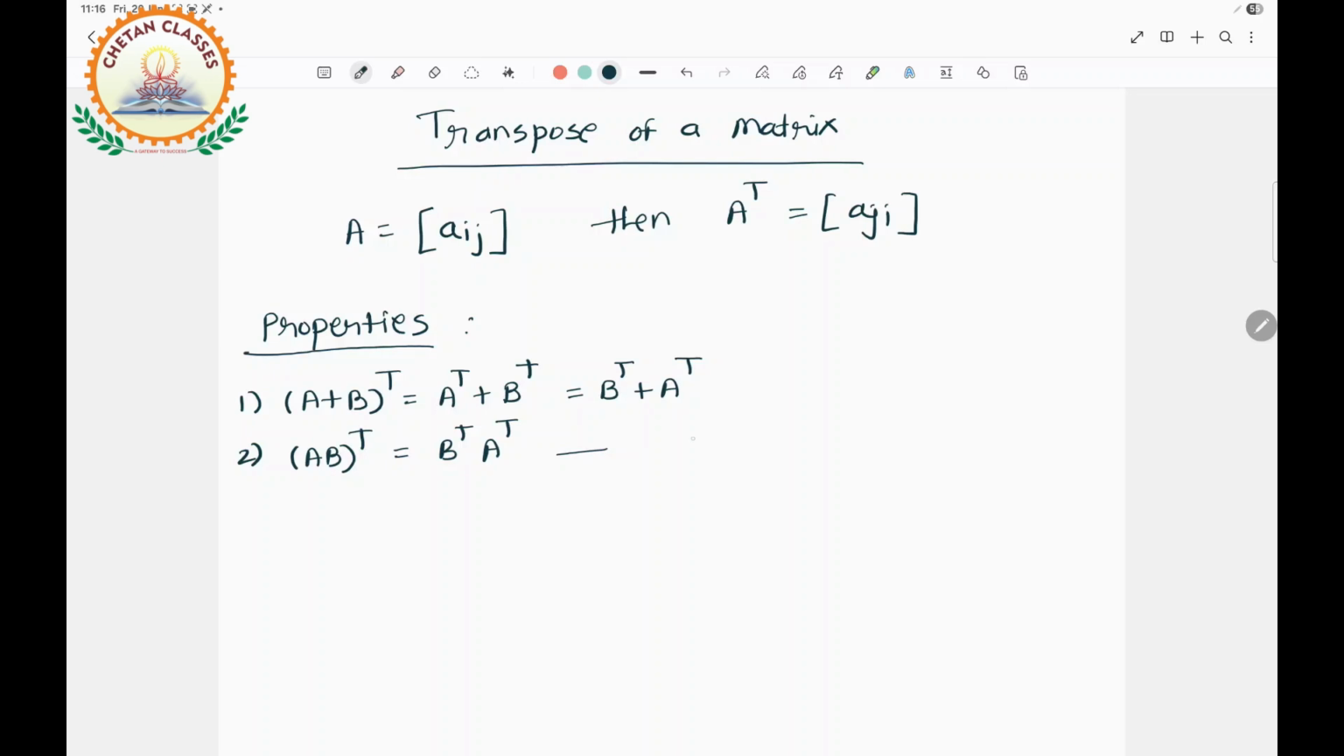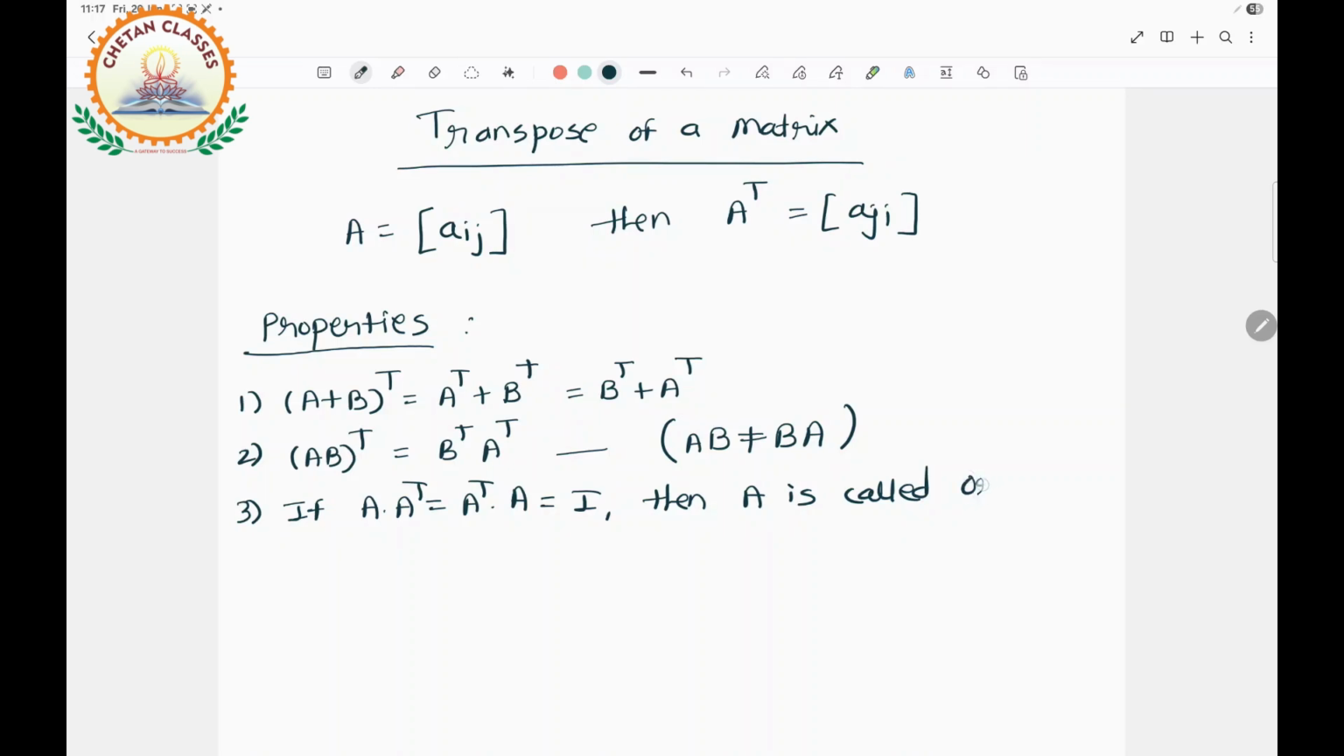Here note that matrix multiplication is not commutative. It means AB is not equal to BA. Third, if A into A transpose is equal to A transpose into A is equal to I, then A is called orthogonal matrix.